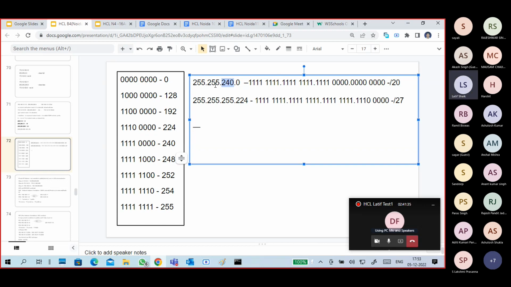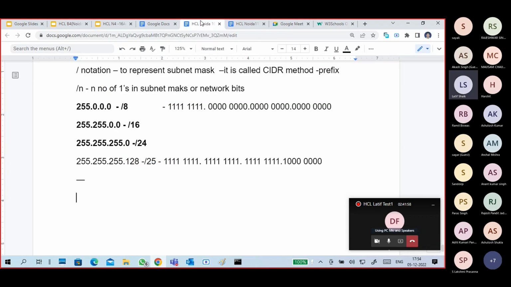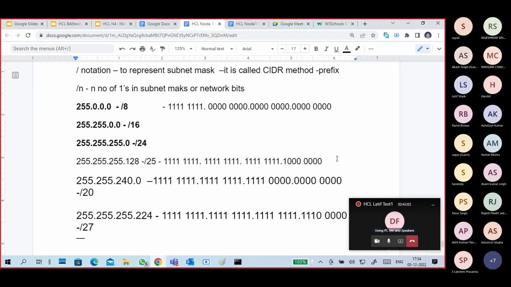240, 240, 255, 255. This is 240 in binary, followed by zeros. So this entire part is all ones. This entire set of ones represents the network, and this entire set of zeros represents the host. The number of ones is 20, so this is /20. This is /27. You must know how to convert binary, maybe now or later.